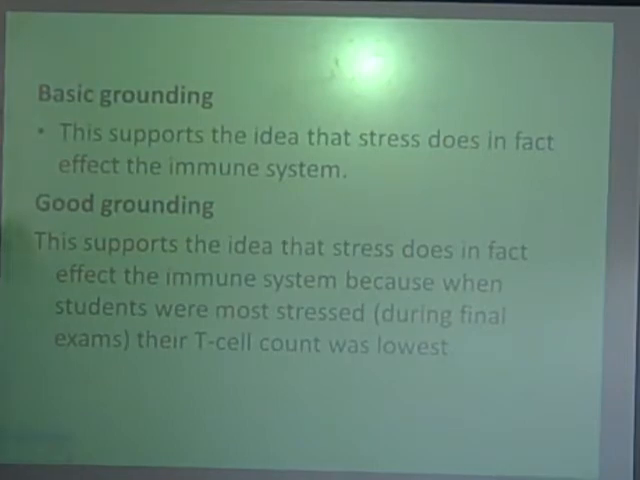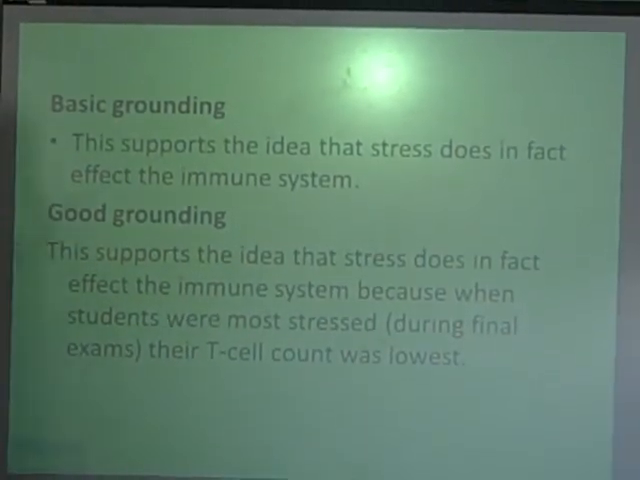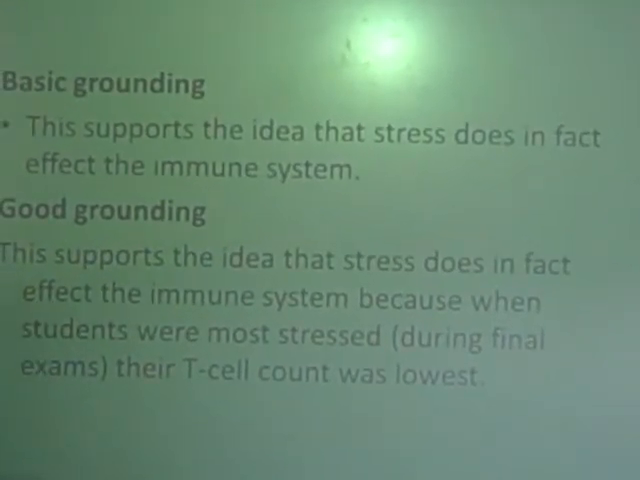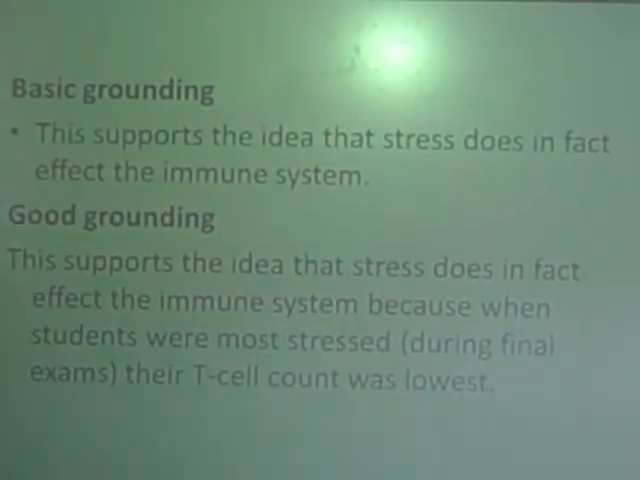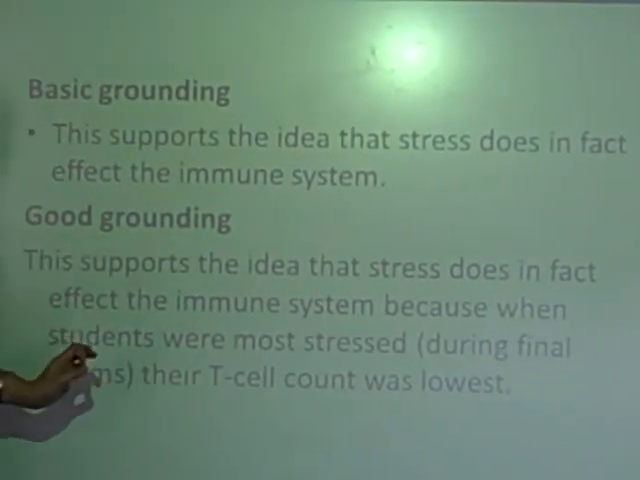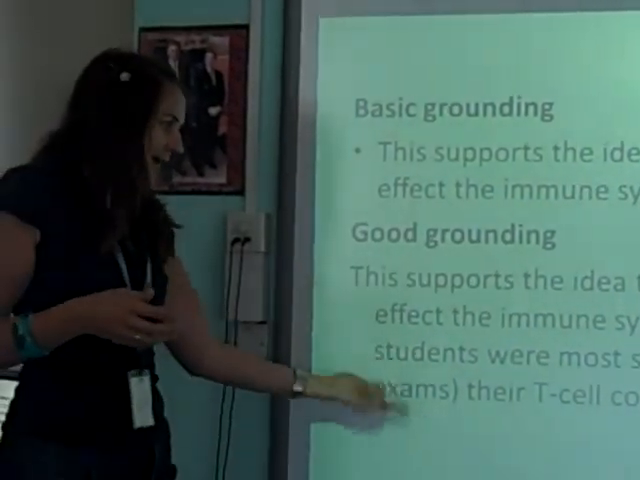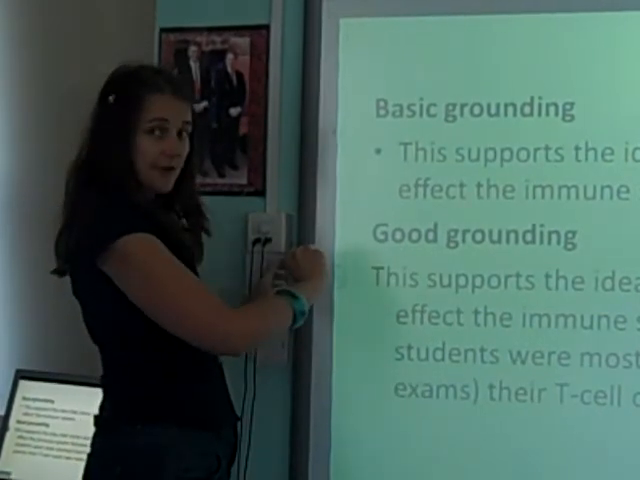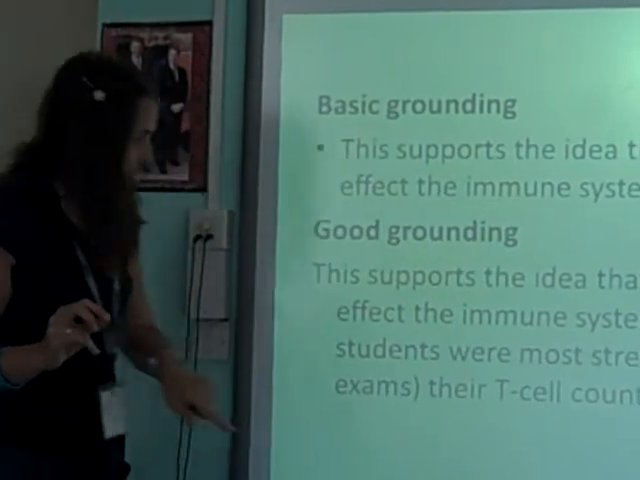Now, good grounding would go on and explain that a little bit more, saying exactly why. So: "This supports the idea that stress in fact does affect the immune system, because when students were most stressed, their T-cell count was lowest." So they've given you a little bit of evidence there. But it's still not perfect, because although it grounds into the title, it hasn't really fully elaborated. Often if you wrote this, you'd see on your essay "fully elaborate." So this would be a perfect, fully elaborated point.